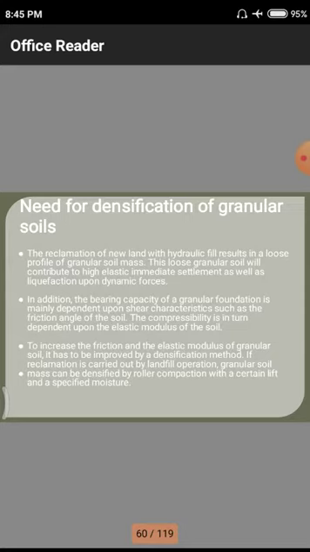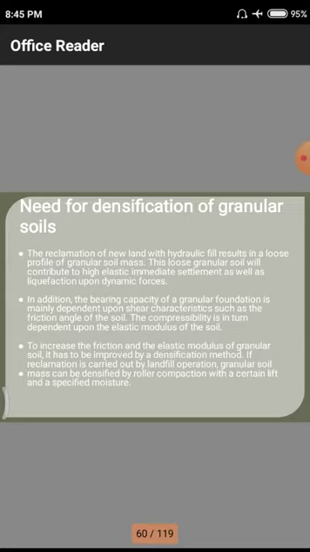And sometimes we have to use landfill, that means land which has very good properties is dredged from one place and carried to another place by tractors and other vehicles, and filled on a particular soil where we need good quality construction, particularly in granular soils.